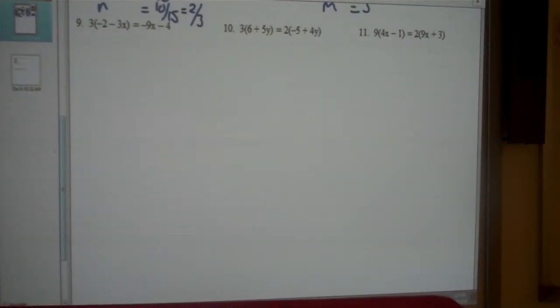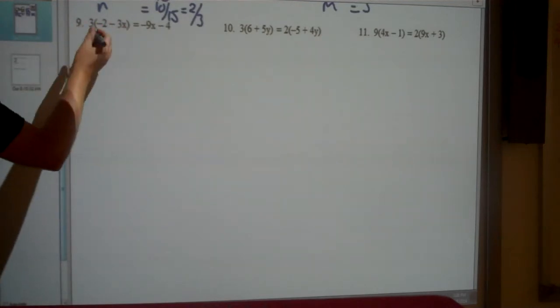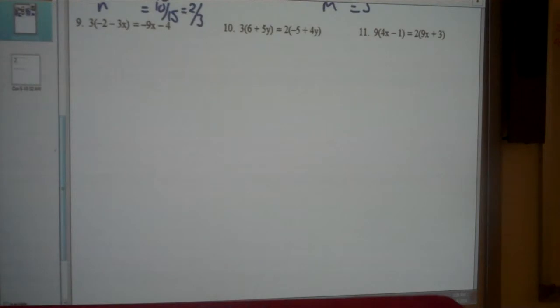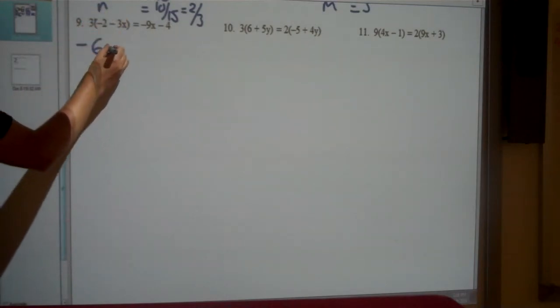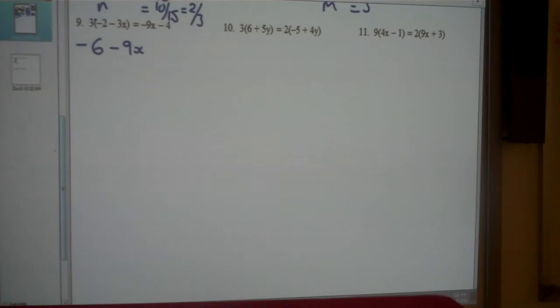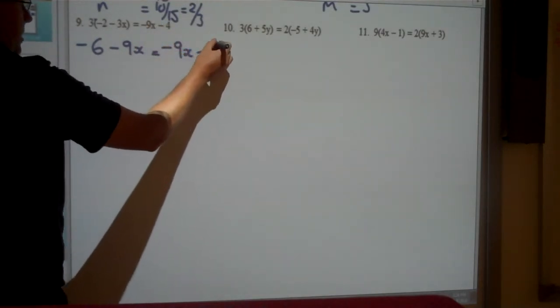So moving on to question 9, we now have some distributive rule questions because we can see the parentheses here. So remember, when we distribute, we have to multiply each of the terms inside the parentheses by the thing that's on the outside of the parentheses. So 3 times negative 2 is negative 6. 3 times negative 3 is negative 9. And as there's an x here, that's going to make this negative 9x. Equals, and the right hand side we've already taken care of.